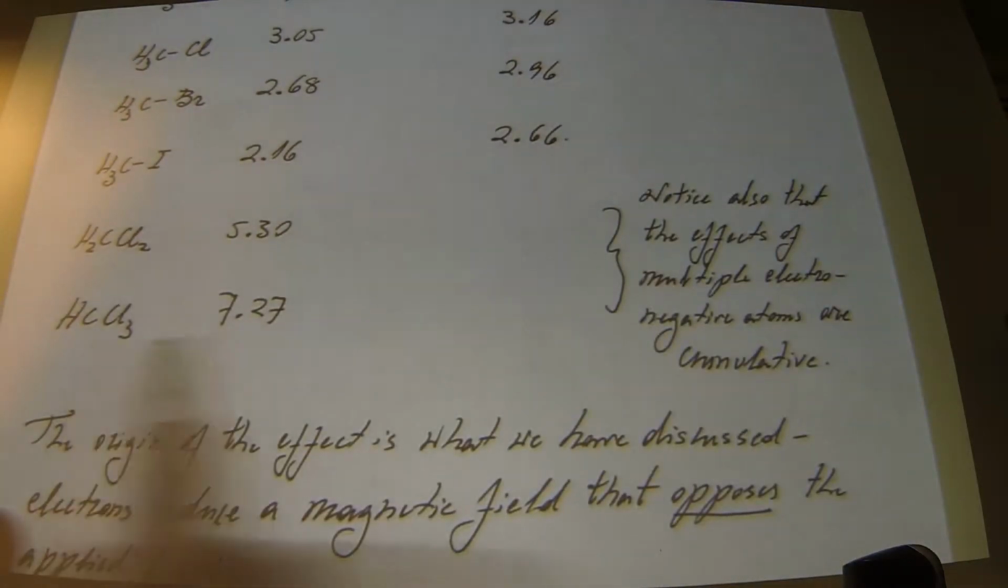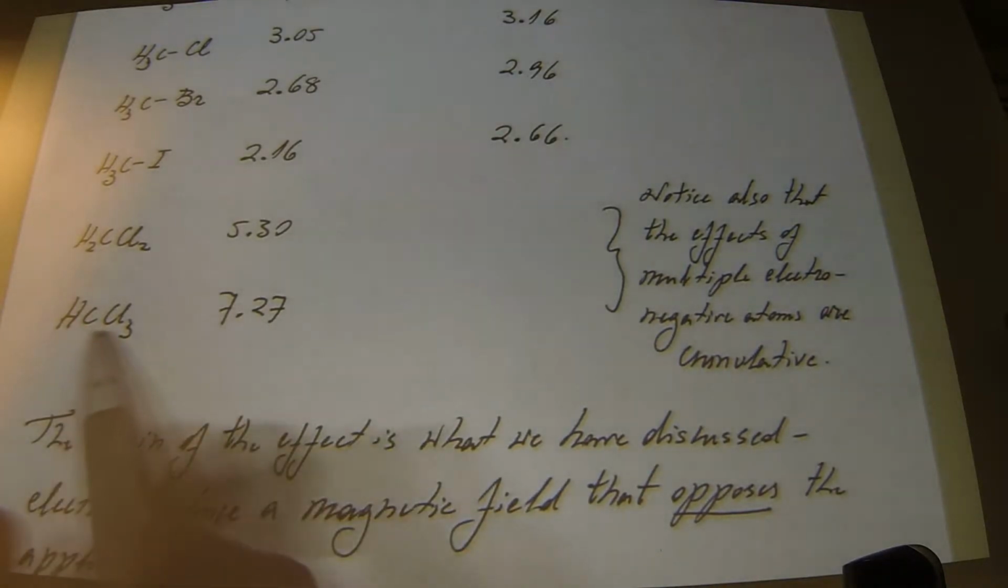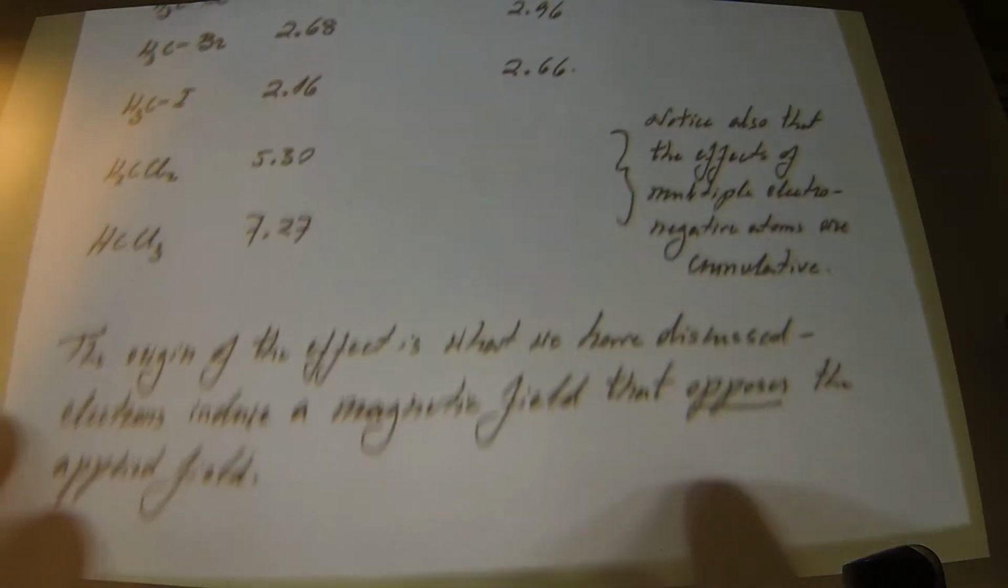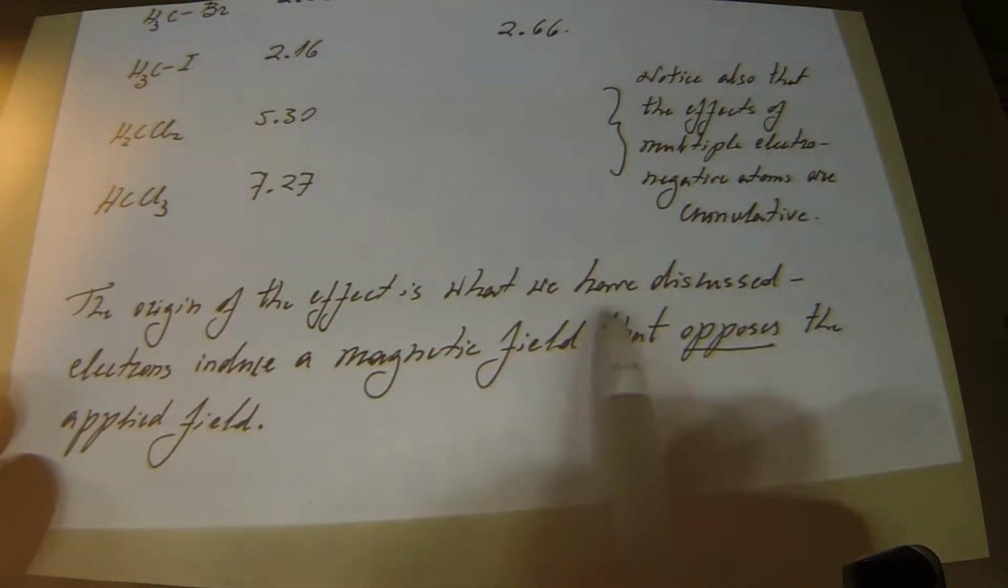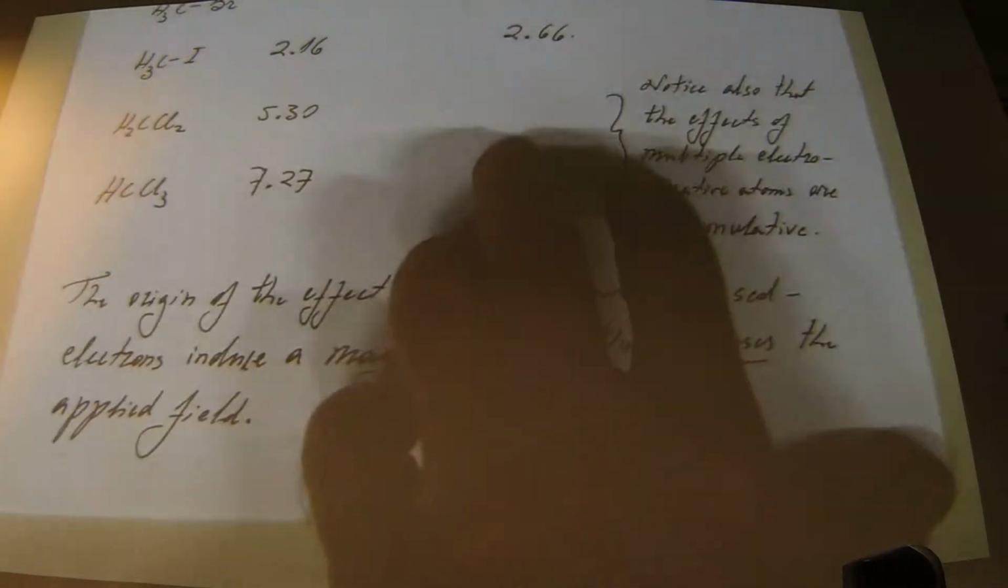Once you get up to chloroform with three chlorines, you're all the way up to 7. So that methine, that CH, comes all the way up there. So the effects of each electronegative atom add onto the effect. Now, the origin of this effect is what we discussed. Electrons induce a magnetic field that typically opposes the applied field from the magnet. Now, that's one very general trend that we can exploit for determining structure.